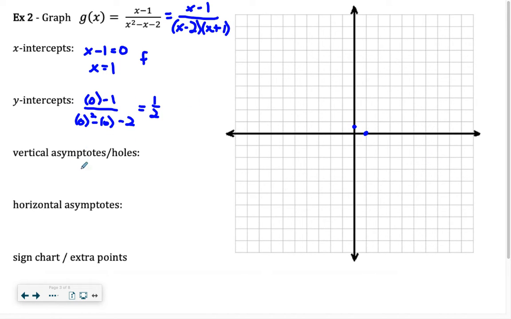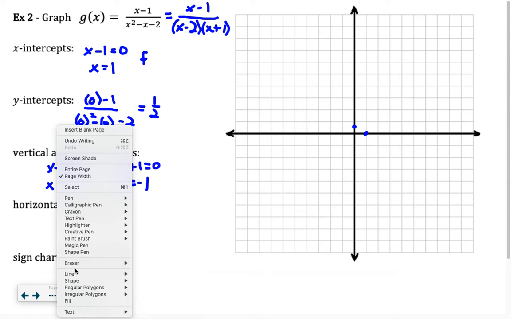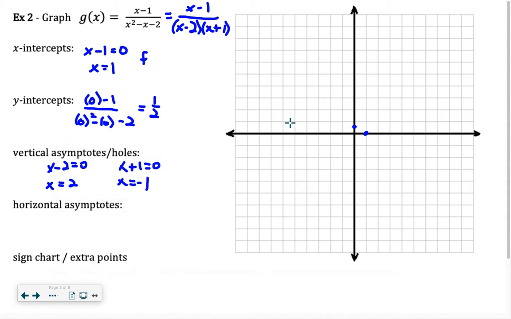All right. Now let's look at asymptotes. Vertical asymptotes, we're not going to have any holes because no factors canceled, but I will have two vertical asymptotes because I'm going to set each factor in the denominator equal to 0. So we'll get x equals 2 and x equals negative 1. Okay, so let's draw in our dashed lines at 2 and at negative 1.